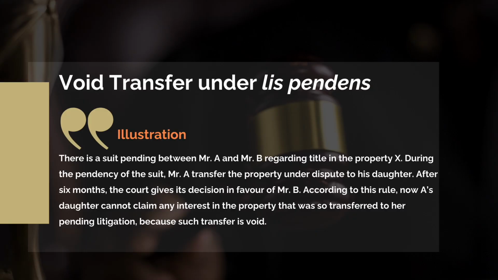Let us try to understand this with the help of a simplified illustration. There is a suit pending between Mr. A and Mr. B regarding title in the property X. During the pendency of the suit, Mr. A transferred the property under dispute to his daughter. After 6 months, the court gives its decision in favor of Mr. B. According to this rule, now A's daughter cannot claim any interest in the property that was so transferred to her pending litigation because such transfer is void.